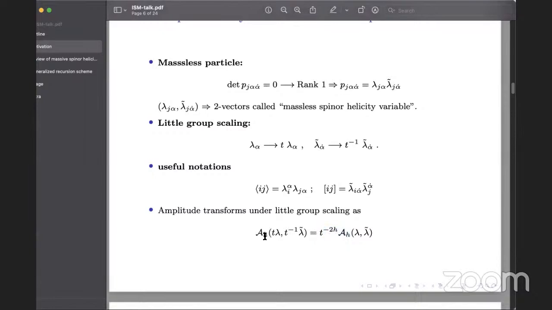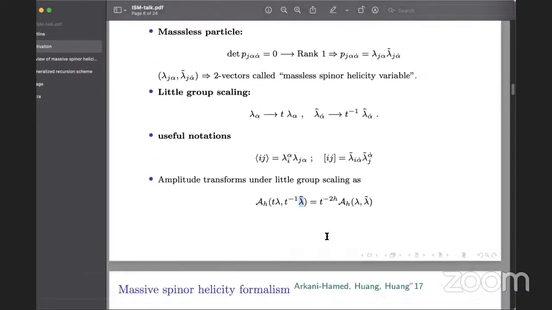Here I have considered one massless particle with helicity h, and I am considering the little group scaling of the spinor helicity variables associated to that massless particle. So it scales like t to the power minus 2h.